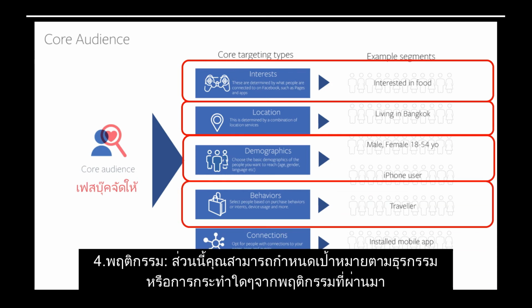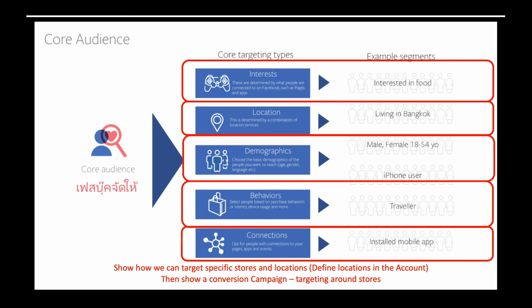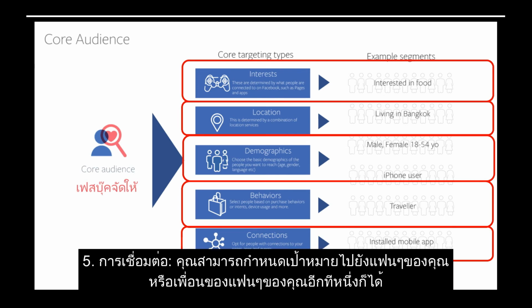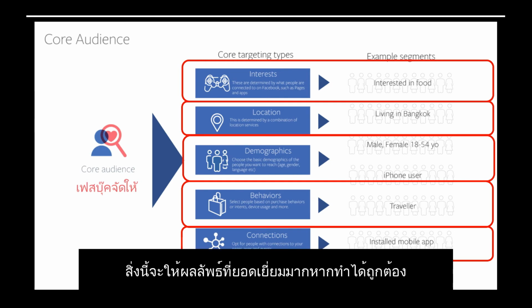The next is behavior, and this is where we can target based on transactions or intent based on your past behavior. And lastly, connections. This is where you can target your fans or friends of your fans. This will give you a great performance if it's done correctly.